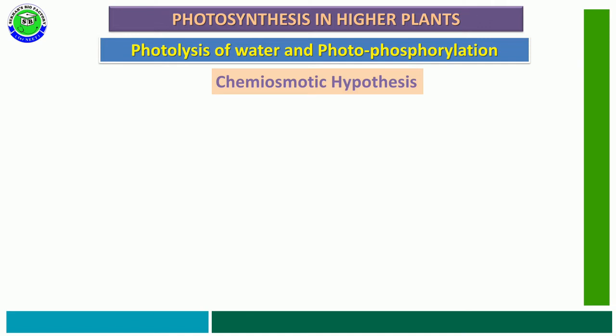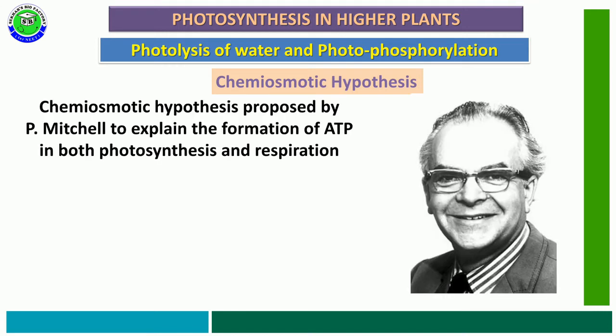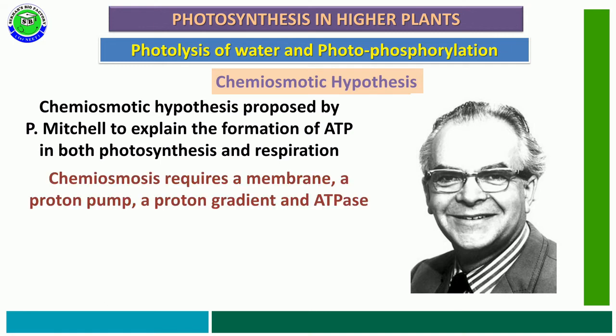To explain the photophosphorylation mechanism, many scientists proposed many theories, but the most accepted theory to explain the formation of ATP molecules in photophosphorylation is the chemiosmotic hypothesis. This chemiosmotic hypothesis was proposed by P. Mitchell to explain the formation of ATP in both photosynthesis and respiration.